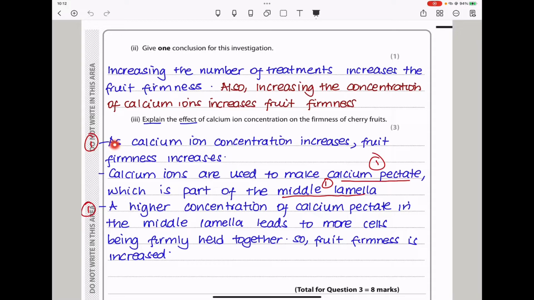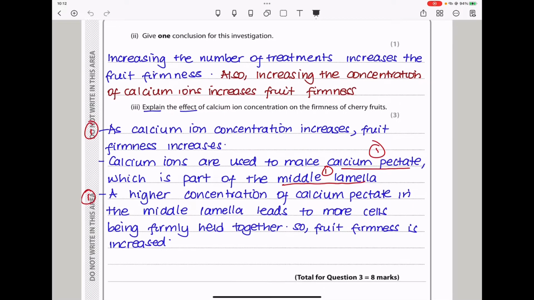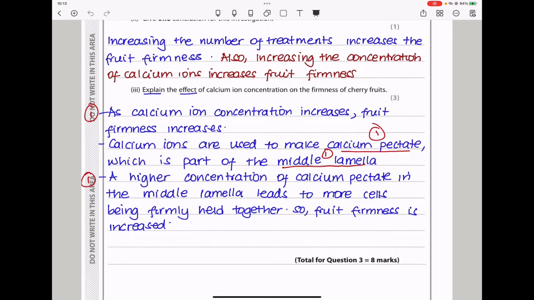So I said, as calcium ion concentration increases, fruit firmness increases. Calcium ions are used to make calcium pectate, which is part of the middle lamella. So a higher concentration of calcium pectate in the middle lamella leads to more cells being firmly held together, so fruit firmness is increased. So this brings us to the end of question 3. Let's continue to question 4.